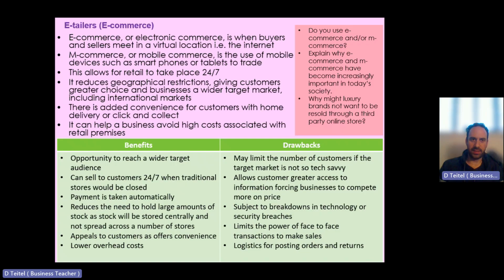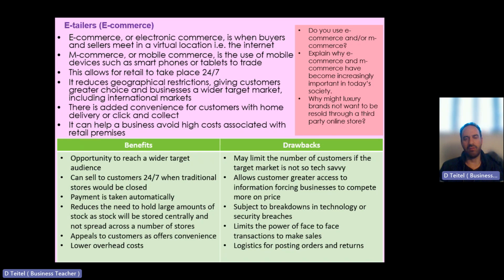Okay, so you've got e-tailers here. E-commerce, or electronic commerce, is when buyers and sellers meet in a virtual location, like the internet. M-commerce, or mobile commerce, is the use of mobile devices such as smartphones or tablets to trade. This allows for retail to take place 24/7. It reduces geographical restrictions, giving customers greater choice and businesses a wider target market, including international markets. There is added convenience for customers with home delivery or click and collect. It can help a business avoid high costs associated with retail premises.